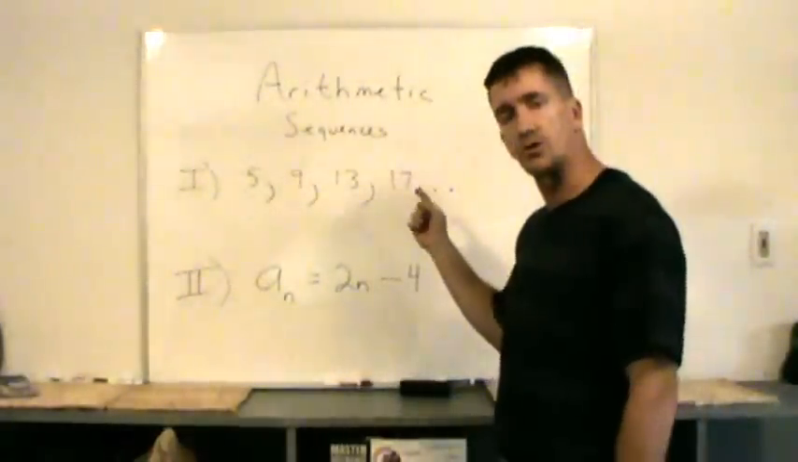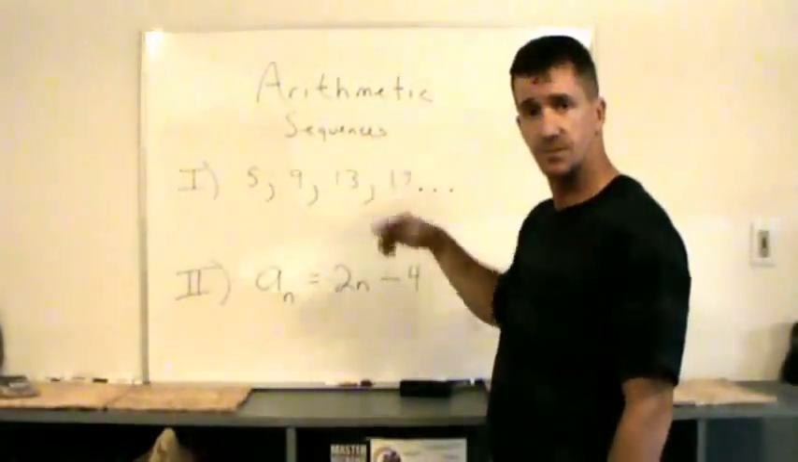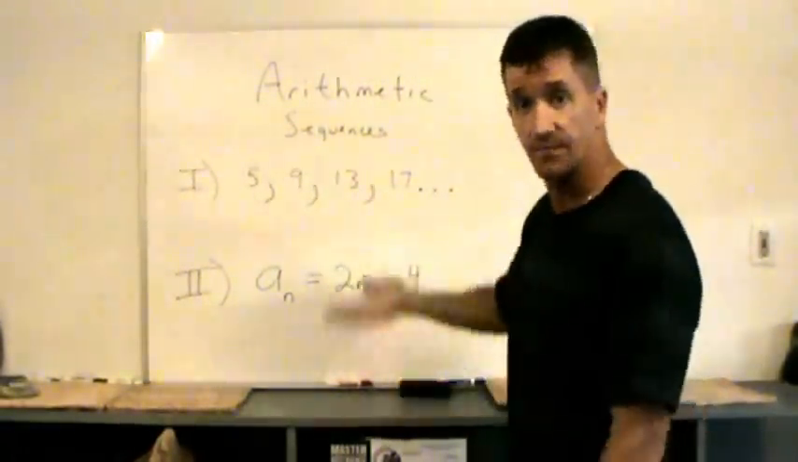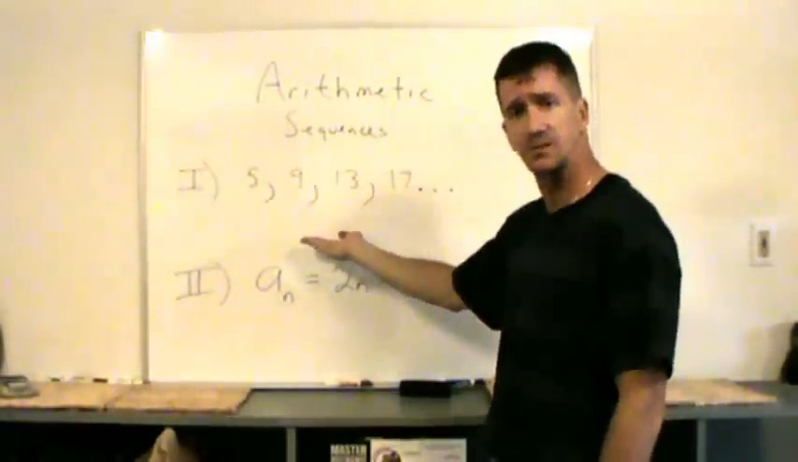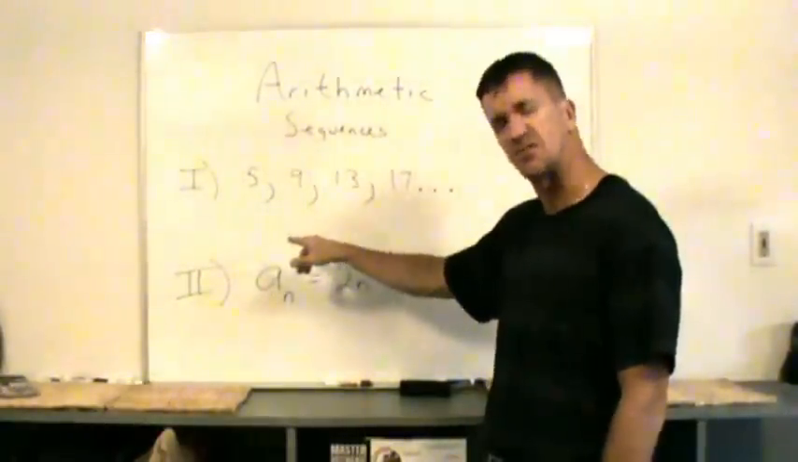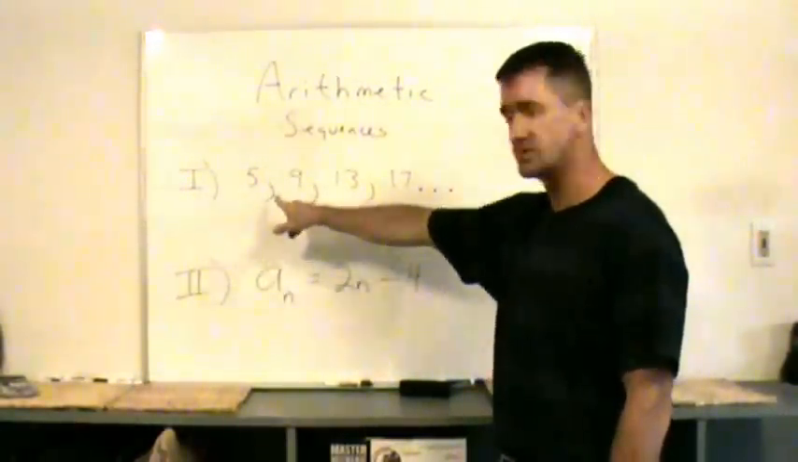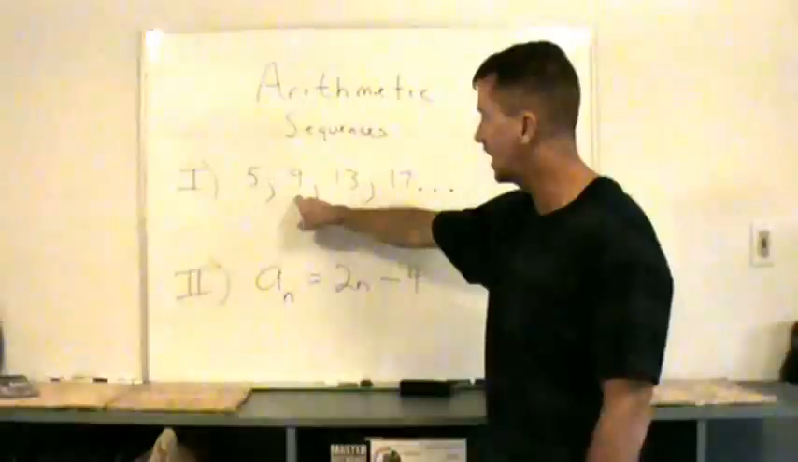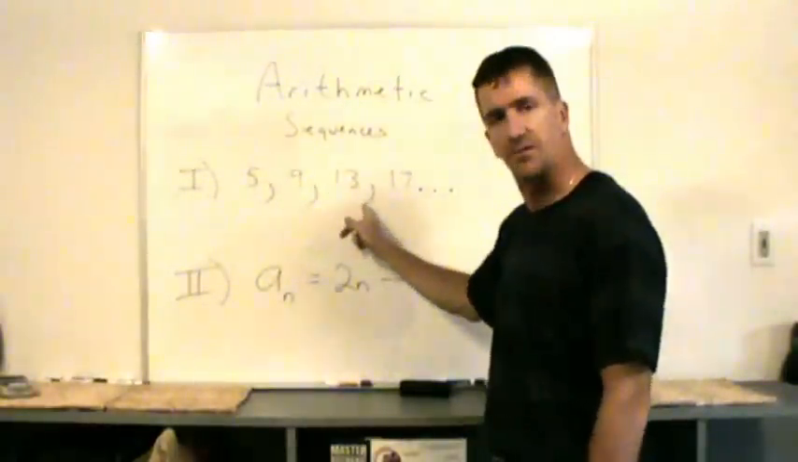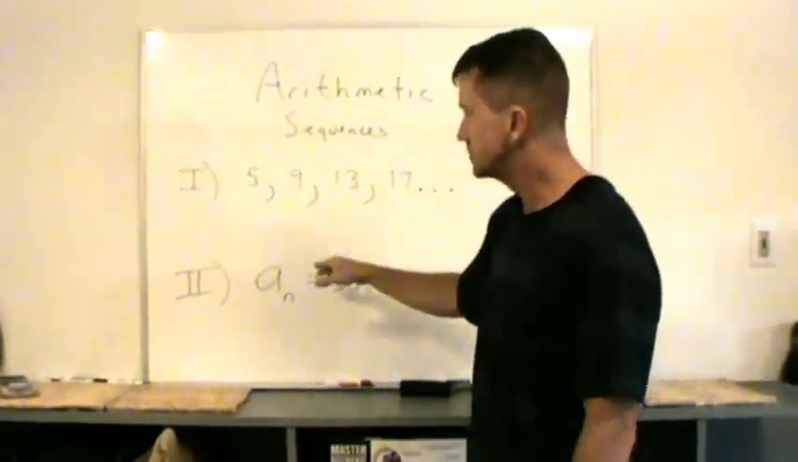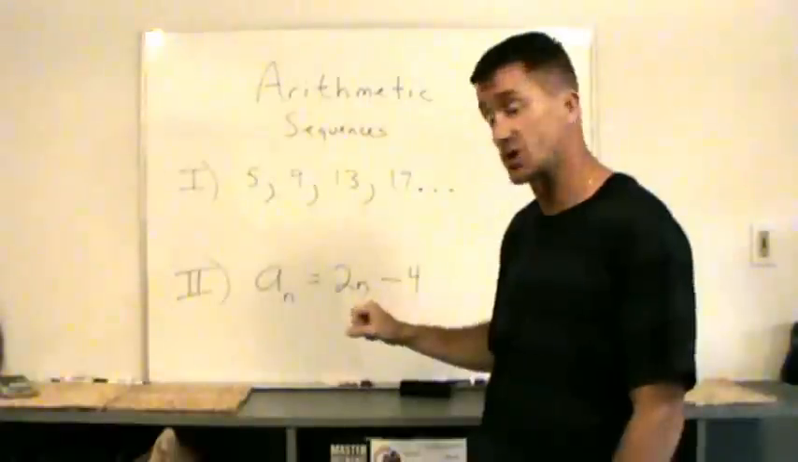Everyone, in this video we're going to talk about arithmetic sequences and also series that involve arithmetic sequences. An arithmetic sequence is a sequence such that there's a common difference between terms. Here's an example: 5, 9, 13, 17, and so on. Do you notice it keeps increasing by 4 between terms? There's a common difference between terms.